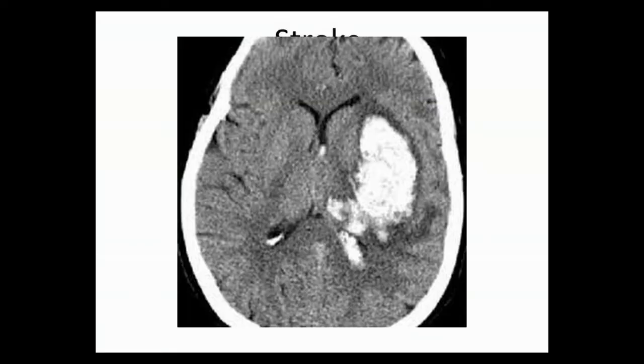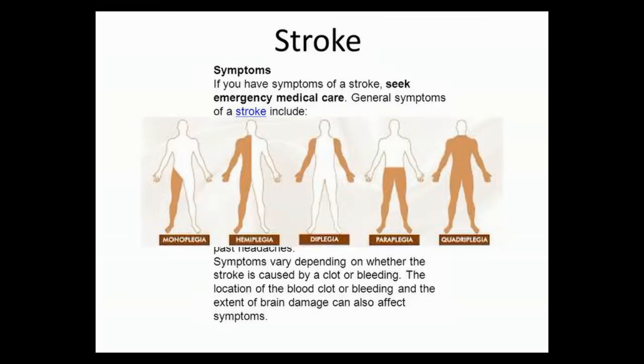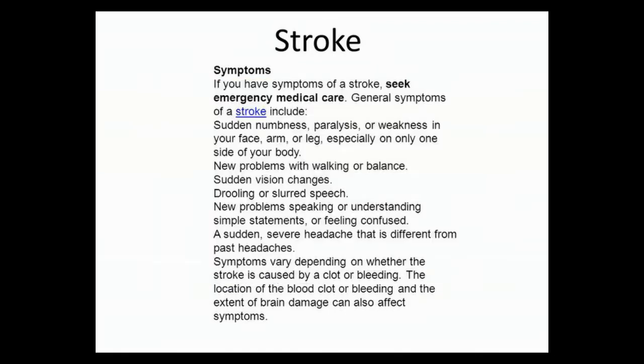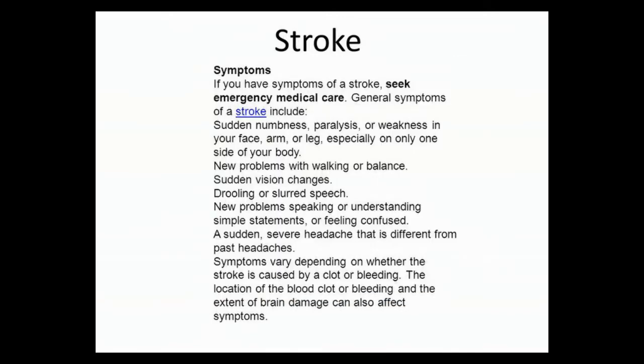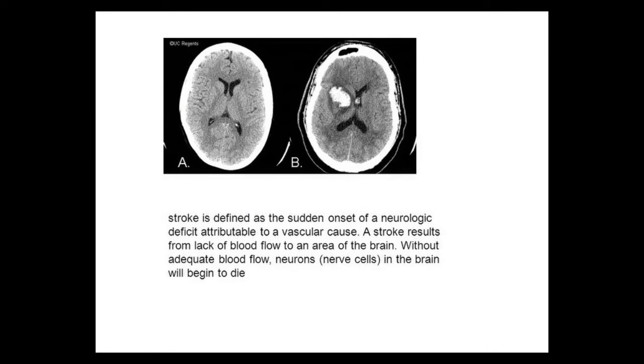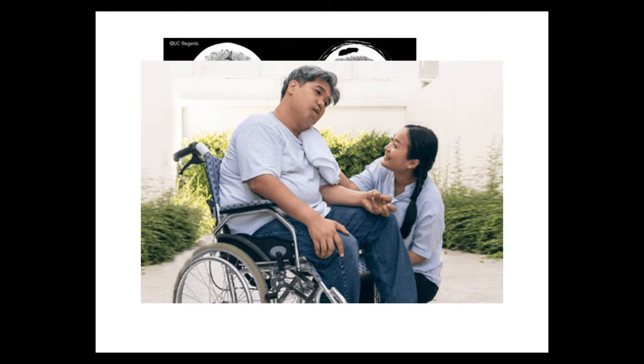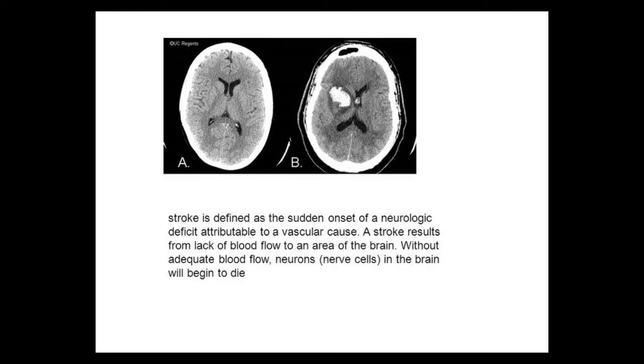Stroke. General symptoms of stroke include sudden numbness, paralysis or weakness in the face, arm or leg, especially on one side of the body. New problem with walking or balance. Sudden vision change, drooling or slurred speech. In stroke, there is sudden onset of neurological deficit attributable to a vascular cause. A stroke results from lack of blood flow to an area of the brain. Without adequate blood flow, the neurons, the nerve cells in the brain, will begin to die.